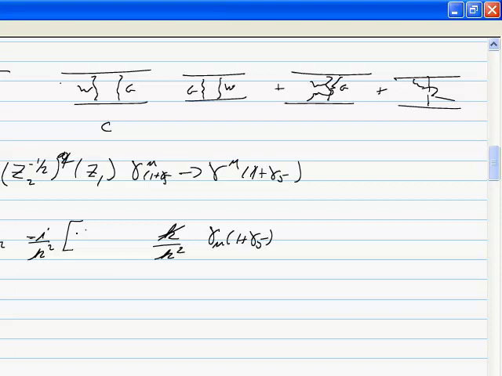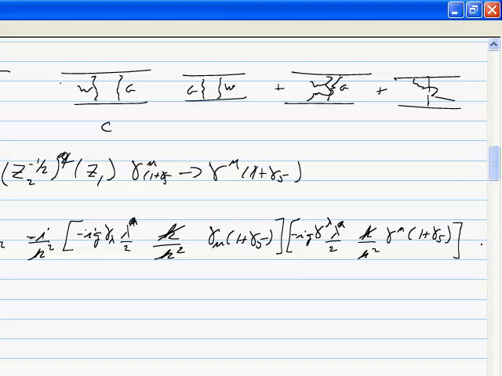And then over here there'd be a minus i g gamma lambda T a over 2. Right, that's the gluon line. That's the gluon vertex sitting there. And that would be sandwiched between external spinors on the top line. You get to the bottom line, it's sort of the same thing. It's minus i g gamma lambda T a over 2, k slash over k squared, gamma mu (1 plus gamma 5). That's the bottom line.